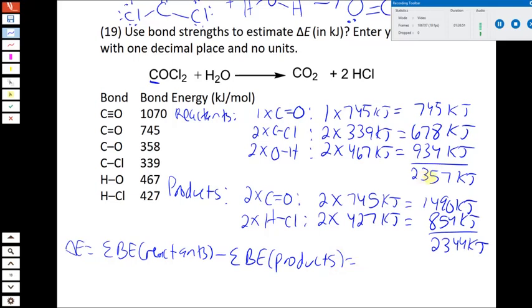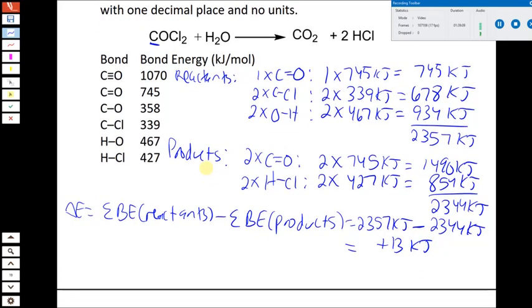So that number for the reactants was 2357. The number for the products is 2334, also positive, but we subtract it. And that gives us a relatively small number, plus 13 kilojoules. If this is a numerical question, which we would specify then to enter with no units, you would just enter the answer in Blackboard as the number 13.